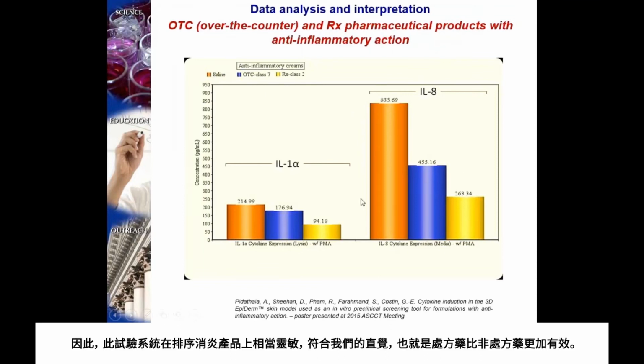So the test system is fairly sensitive in ranking, if you will, the potency of anti-inflammatory products, where intuitively we would think that a prescription drug is more potent than an over-the-counter. The same can be stated for interleukin-1 alpha. However, the values of the cytokine are much lower compared to the interleukin-8, which is considered a good marker for this assay.